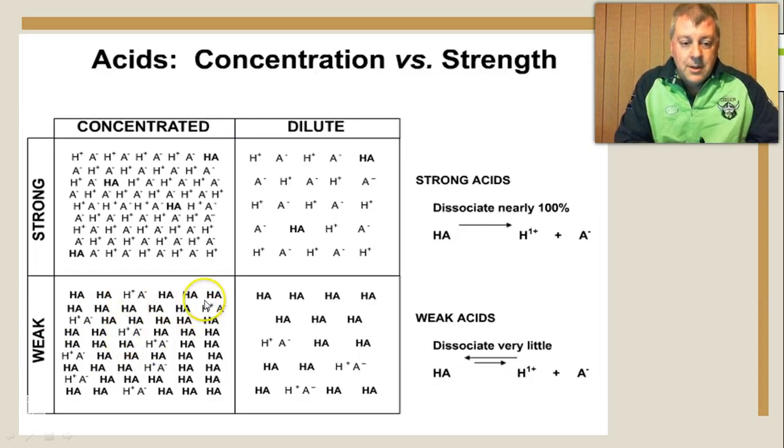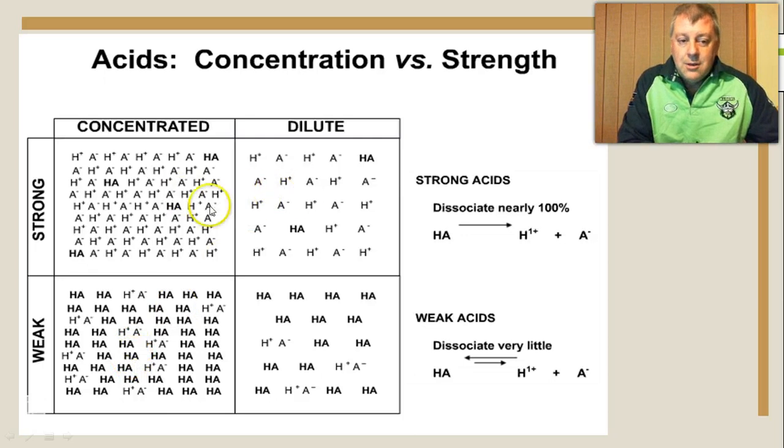hydrogen ions. Now these hydrogen ions would actually go off and make hydronium ions, but again we're simplifying it by just calling them hydrogen ions. So a concentrated strong acid has lots of hydrogen ions and very few molecules of the acid, whereas a weak acid has lots of molecules of the acid and not many hydrogen ions, and that's concentrated. So what about dilute though?